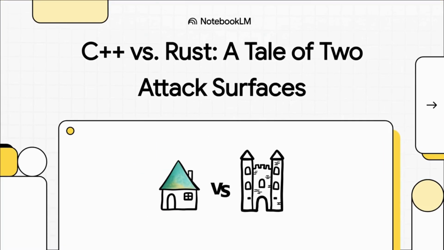In software development, there's this constant battle, right? You want pure, unadulterated performance, but you also need rock-solid security. So how do you get both? How do you build something that's blazingly fast but also completely safe? Well, that's the exact question we're tackling today by putting two absolute titans, C++ and Rust, head-to-head. And we're going to do it by looking at their security weak points.